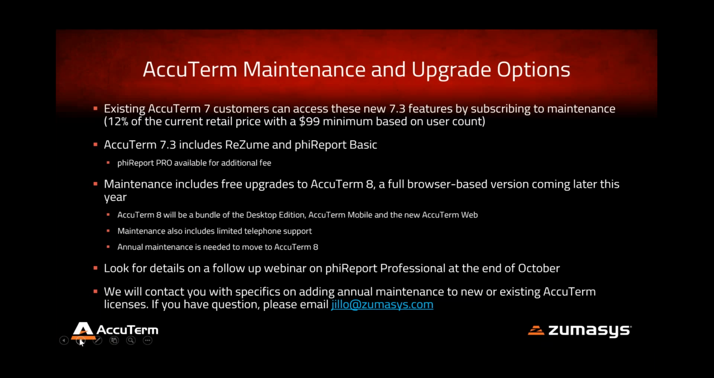So existing Accuterm 7 customers can access these new 7.3 features by subscribing to maintenance. Accuterm 7.3 does include ReZume and phiReport Basic, and then upgrade for Pro. And then maintenance does include a free upgrade to Accuterm 8, which is what Pete went over at the beginning of the webinar, which will include the desktop plus the browser and the mobile. And look for additional details for the upcoming webinar with phiReport Professional.